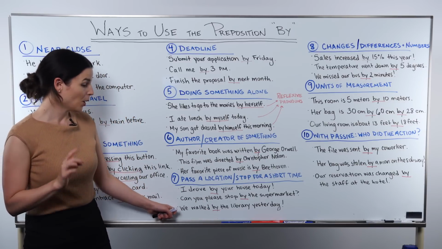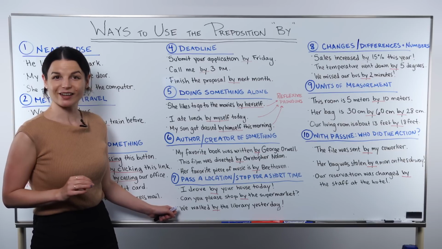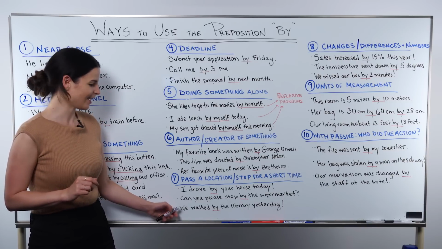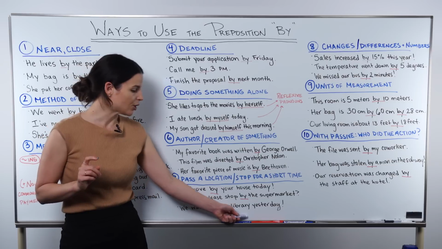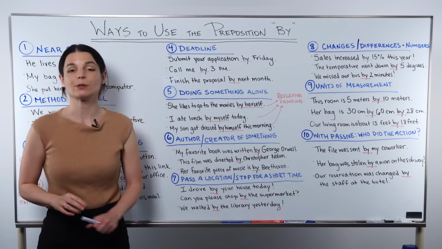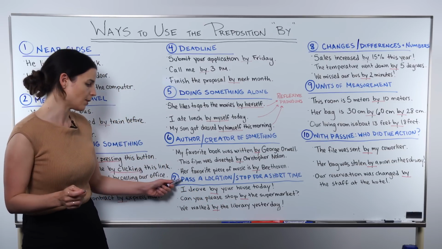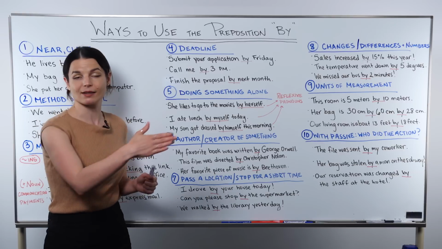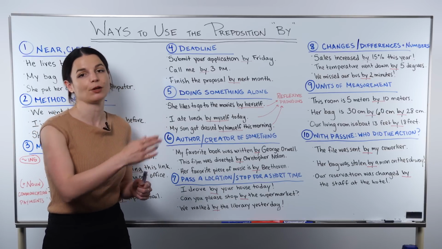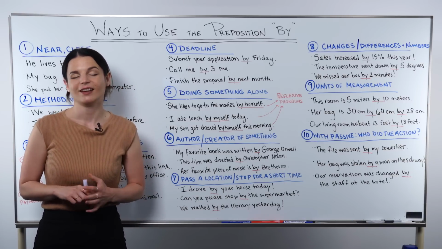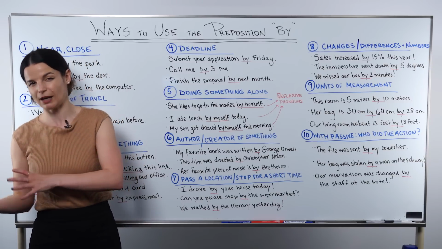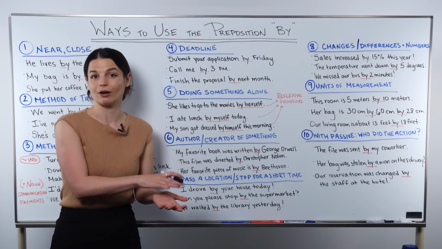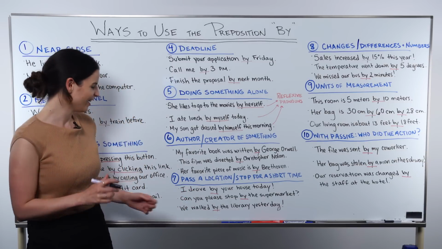Okay, last one. We walked by the library yesterday. Here we have walked, again, past tense, by our location, by the library. This sounds like it's probably passing. We walked past the library yesterday is how we understand this. So generally, based on the situation, we can understand if it means pass or if it means stop somewhere for a short period. Okay, we're almost done.